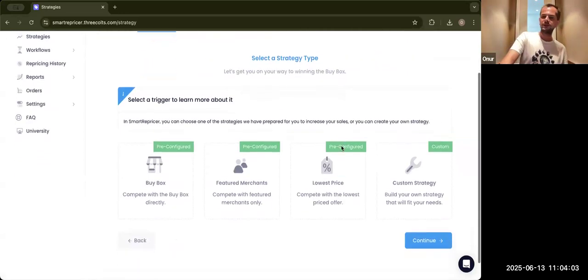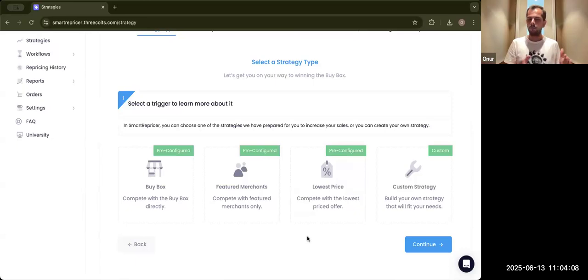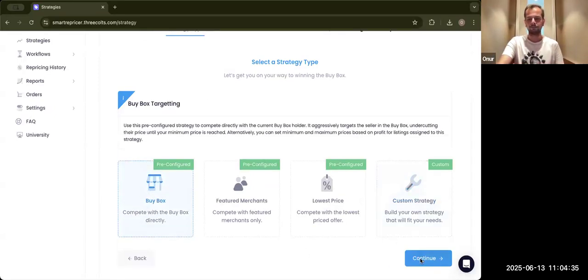And as you can see, when you see create your own, you will be able to see four things: buybacks, featured merchants, lowest price, and custom strategy. In the past video, we talked about our ready templates. And this is another strategy that you are going to configure yourself. So we are going to answer all of the questions together and create buybacks, where we compete with the buybacks directly, and we are going to finalize our strategy. So let's get started by choosing buybacks.